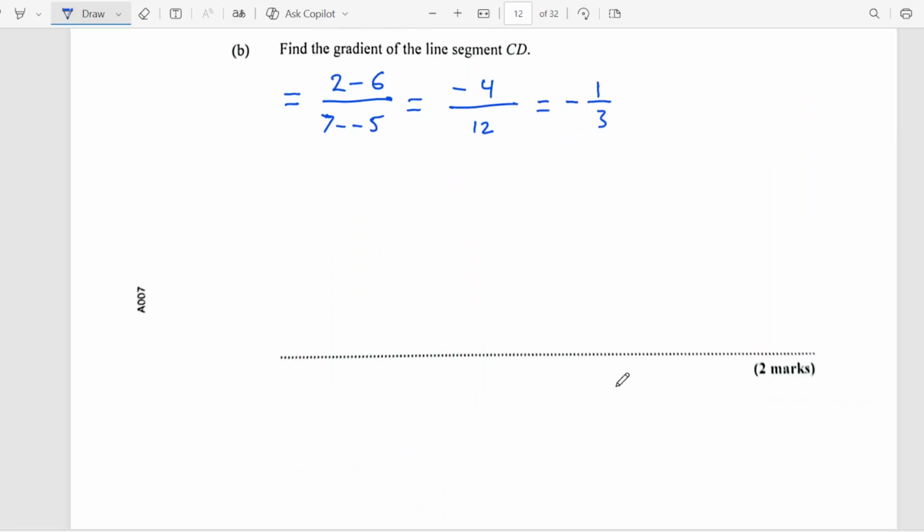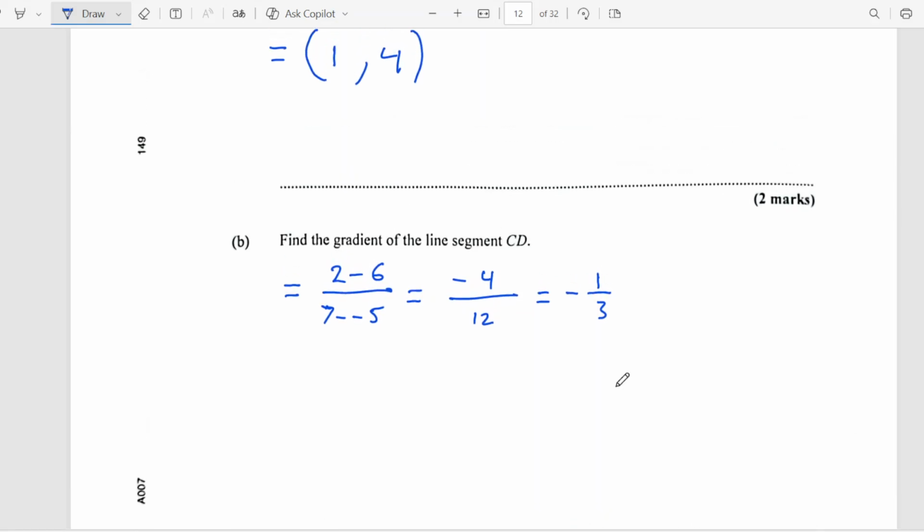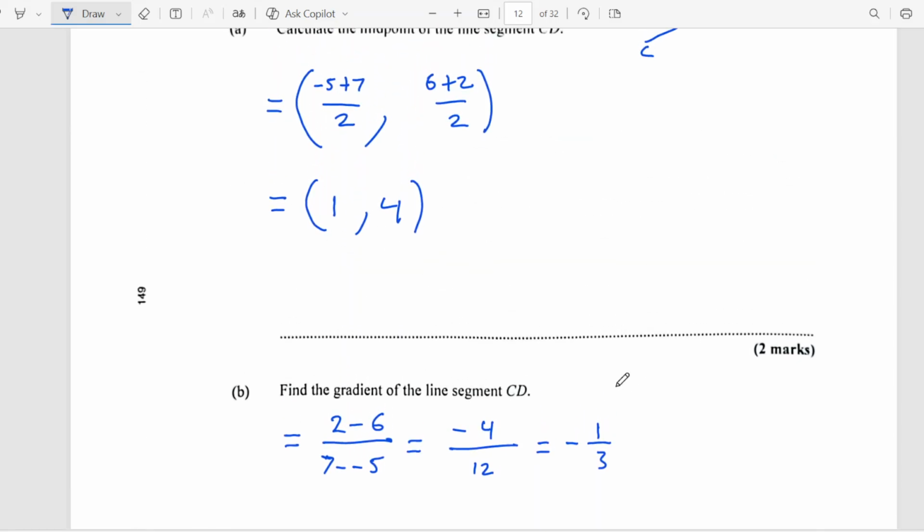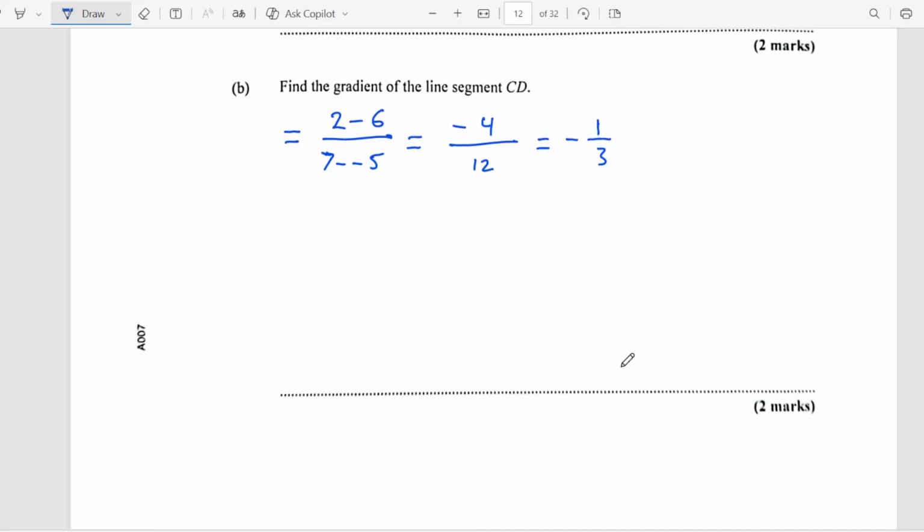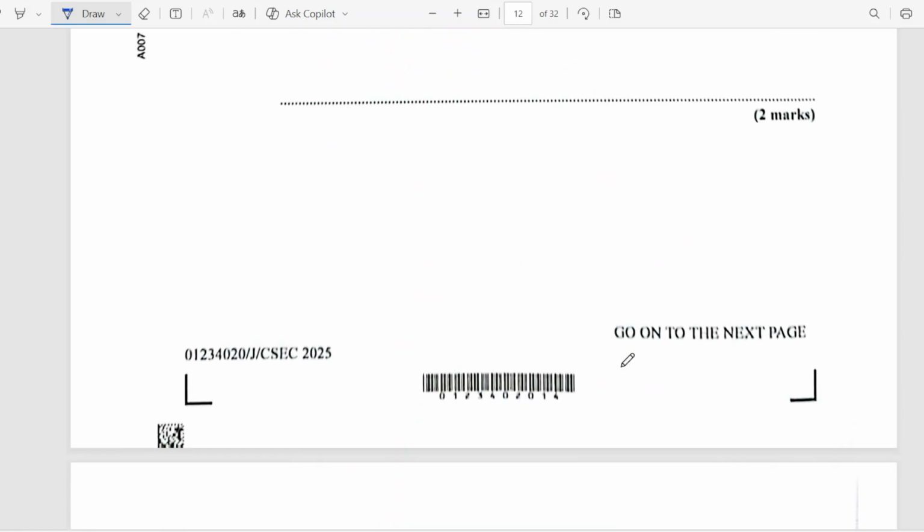So this is what stumps all here now. But there are plenty of marks to give for this, 2 marks just to get the midpoint and 2 marks to get this gradient. They were generous this year.